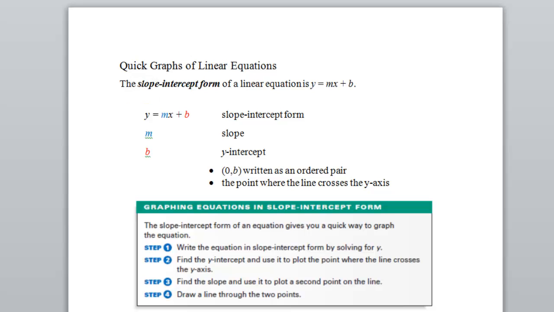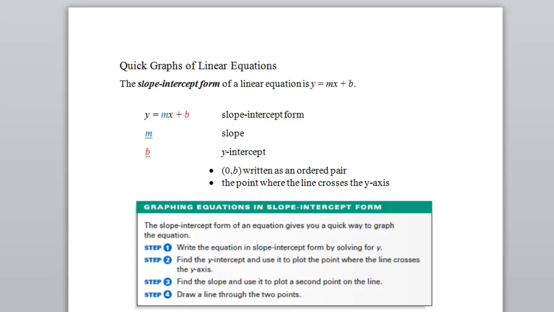In our last lesson, we discussed slope and the different ways to find it, whether it be rise over run or the change in the y values over the change in the x values. Now, we're going to move into the next lesson where we're actually going to graph linear functions.